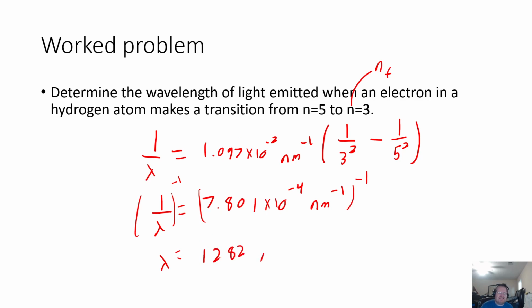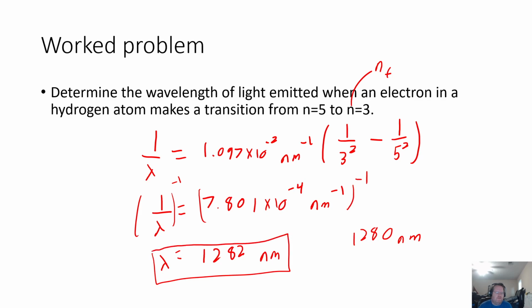1,282, and now it is nanometers since we inverted it. That's 1 over inverse nanometers: you take the fraction and flip it over. So this would be my wavelength. It'd also be okay if you told me this was 1,280 nanometers. That would have been fine as well. But yeah, this is the wavelength for an n equals 5 to n equals 3 transition, and this is an example of how you can use those equations to solve problems like this. Okay, it's a good stopping point for this section.